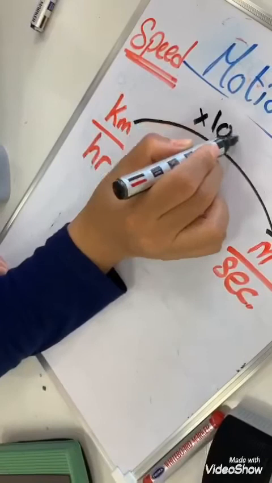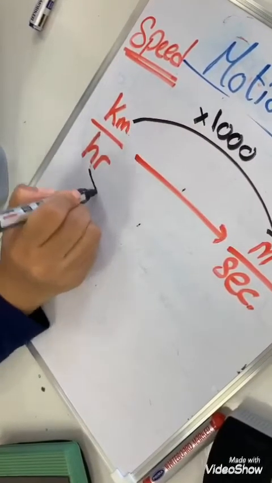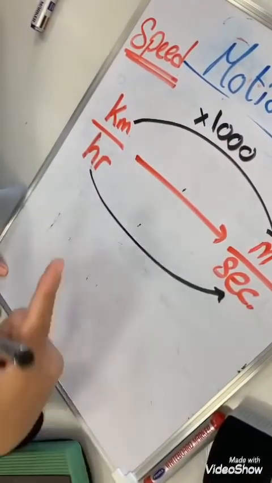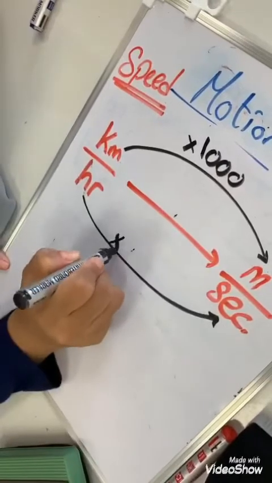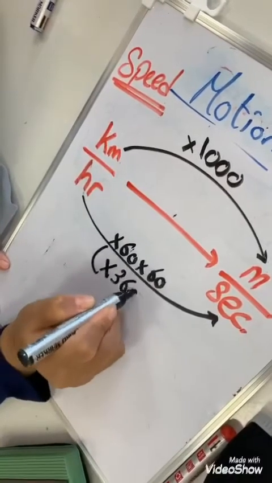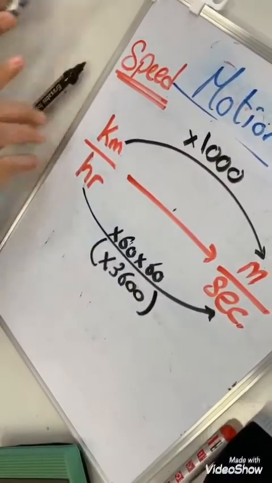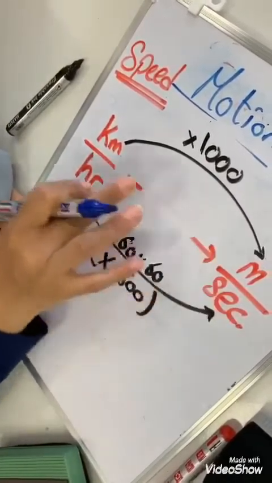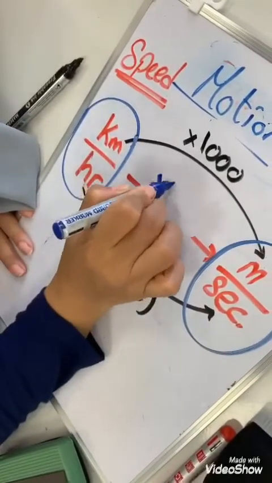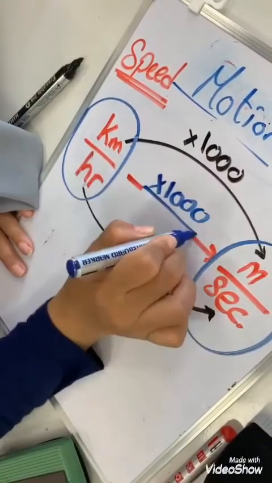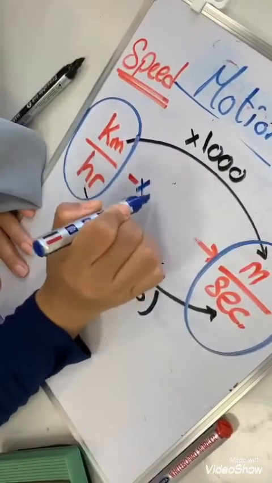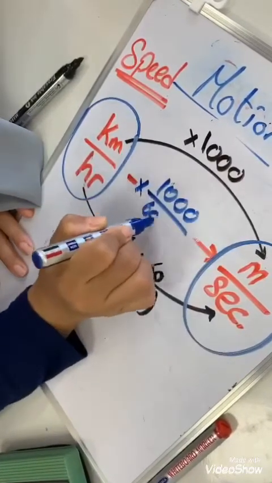Yes, times 1000. How can I change from 1 hour to 1 second? 1 hour has 60 minutes and each minute has 60 seconds. So I will multiply 60 times 60, meaning times 3600. So in this part, when I need to change all this quantity into all this quantity, I will use the simple times 1000 over 60 times 60.